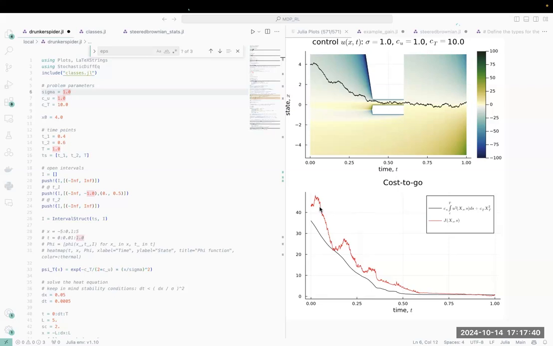Sigma is the perturbation, right? Sigma is the strength of the Brownian motion component of the diffusion process. Yeah, so sigma is one in this case, I can tweak sigma. CT gives us the terminal cost, that coefficient for the terminal cost. But yeah, I included my code from last week in the box, and I can include this as well.